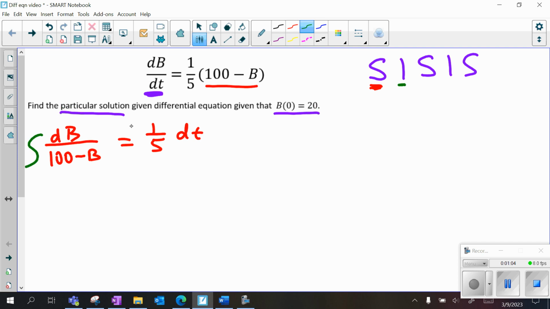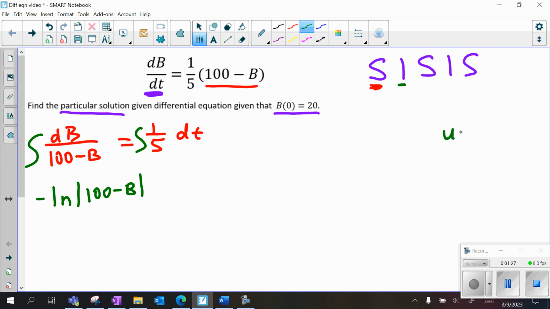Next step will be to integrate. So we're going to integrate each side. When we integrate the left, since this 100 minus b is in the denominator, it's a natural log of the absolute value of 100 minus b. The b in there is negative, so we get a negative. And if you weren't sure about that, you could use u substitution.